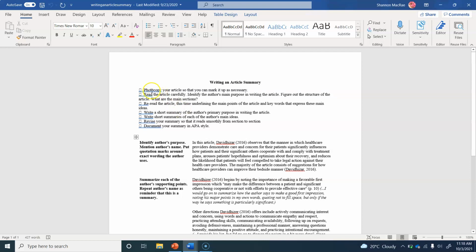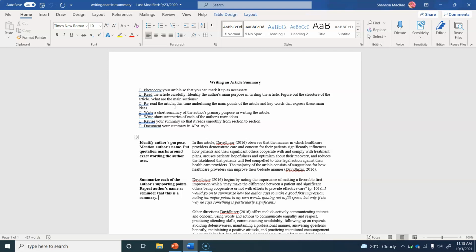So some basic instructions about working through an article. This also works for a book chapter, okay? The first thing that you want to do is either print or photocopy your article or your chapter so that you can actually mark it up, okay? And again, you're probably taking some Cornell notes as you're going through. You want to read the article carefully and you want to identify the author's main purpose, right? Again, I'll repeat it, what is the main idea that this author is trying to get across here?